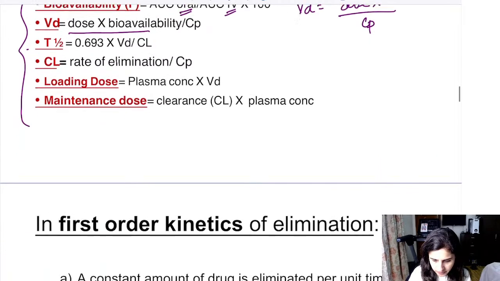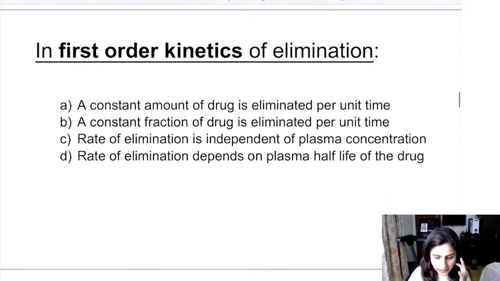Then the next important thing is kinetics of elimination. Another important aspect in pharmacokinetics is first order kinetics of elimination. So in first order kinetics of elimination, what is true? A constant amount of the drug is eliminated, a constant fraction of the drug is eliminated per unit time, or the rate of elimination is independent of the plasma concentration, or the rate of elimination depends on the plasma half-life of the drug. What does first order kinetics mean? Which is the true statement?